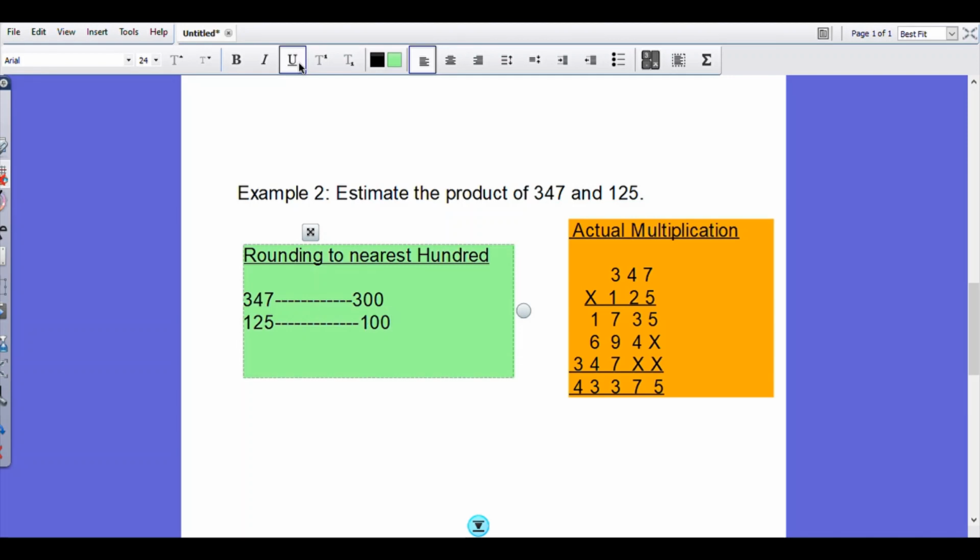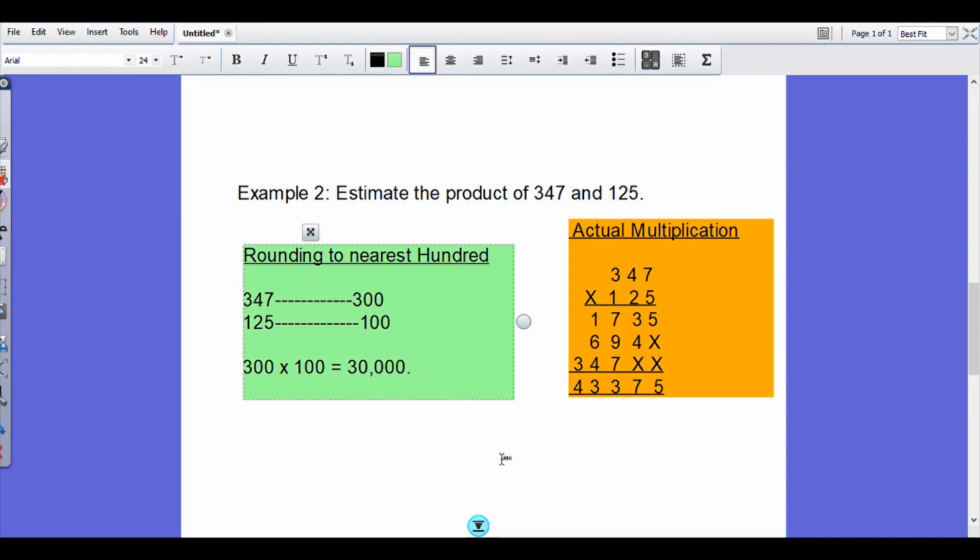So the product of 300 into 100. Yes, students, I directly multiply: 30,000. Okay, 1 2 3 4.